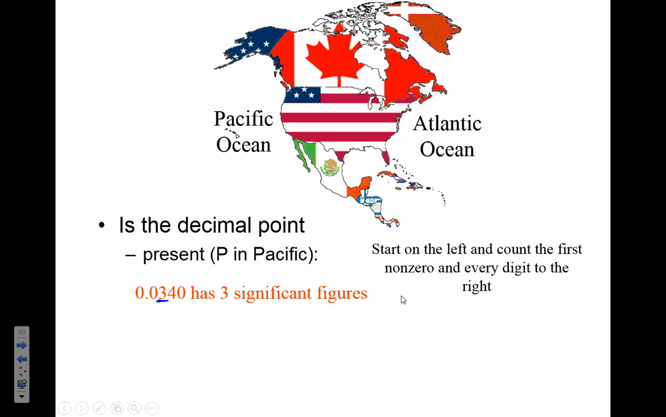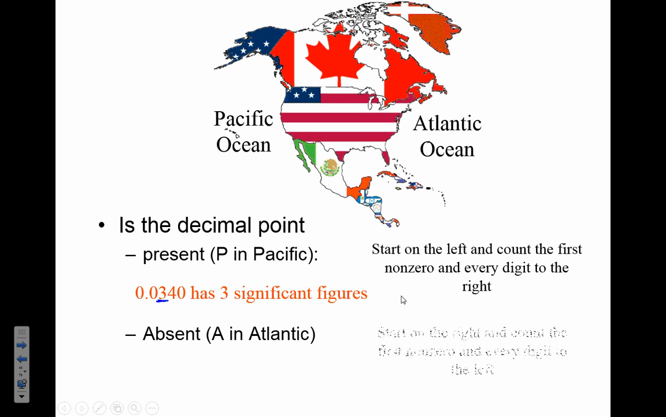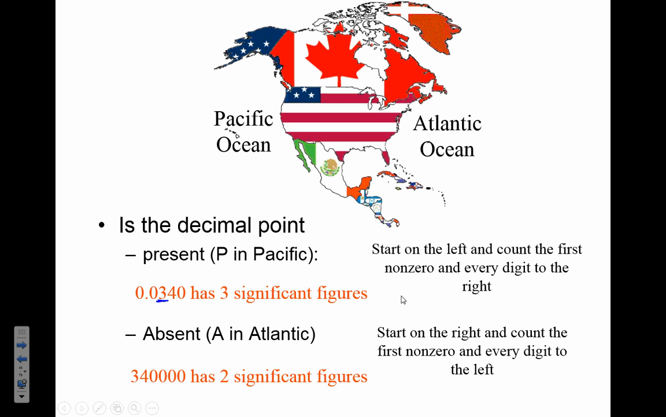Now, to me, honestly, it's a little easier to understand the rules. Rule 2 says zeros on the left never count. Rule 3 says zeros on the right count if there's a decimal. But the trick does really work. If the decimal is present, you start at the first non-zero on the left, and you go every digit after that to the right. Now, if the decimal is absent, then you start on the right and count left. So start on the right side and you go to your first non-zero digit.